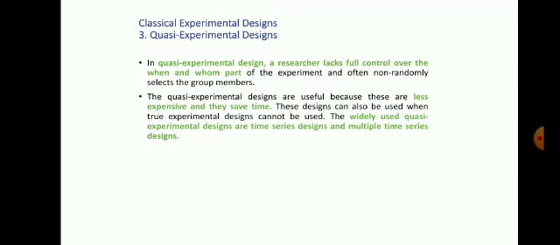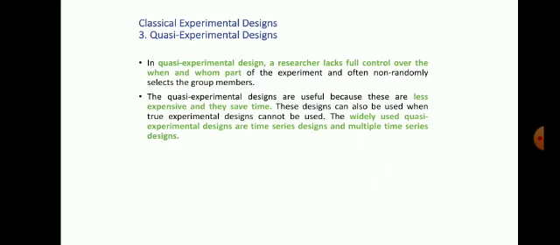Next, Quasi-Experimental Design. Now, here the researcher in this particular design does not have full control over when and whom the experimentation is applied to, and the non-random selection of the group members takes place. This quasi-experimental design, in simple words, is similar to convenience sampling wherein, depending upon the convenience of the researcher, identification of the test units and assignment of the test units to the different experimental groups takes place. And that is why this is a very less expensive research design and also saves time.